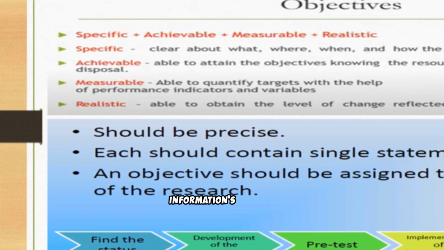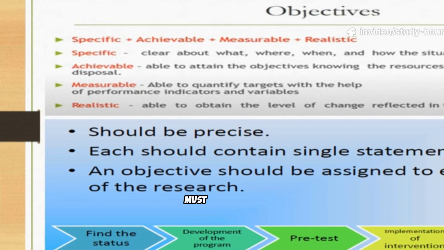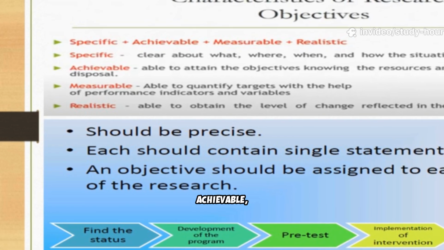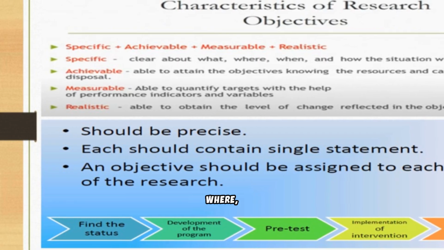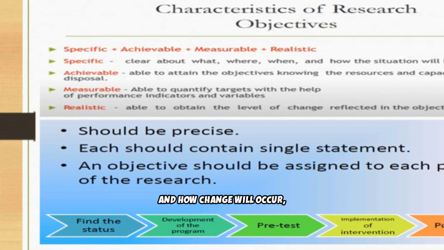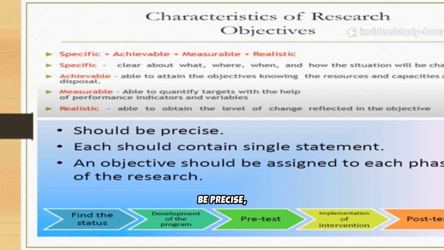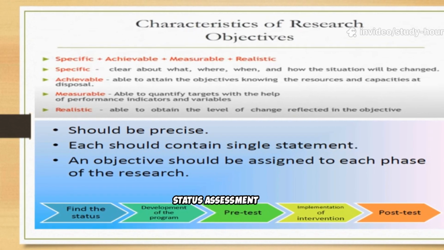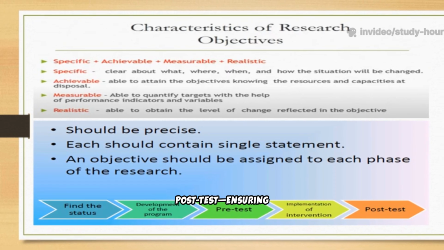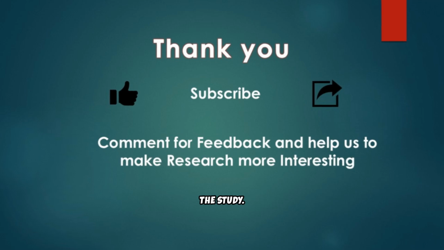Hope you find this information helpful. Let's summarize. Research objectives must be specific, achievable, measurable, and realistic. They should clearly define what, where, when, and how change will occur, using performance indicators. Each objective must be precise, singular, and aligned with research phases, from status assessment to intervention and post-test, ensuring structured progress and meaningful outcomes throughout the study.